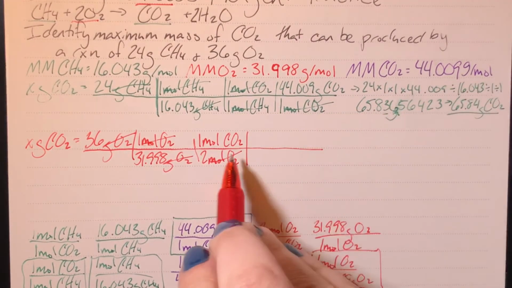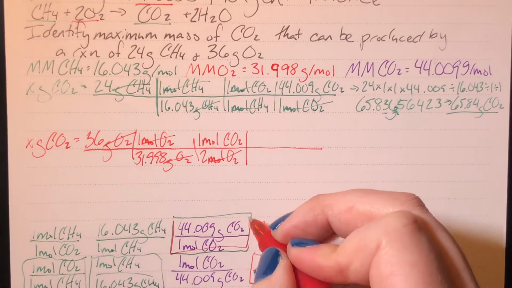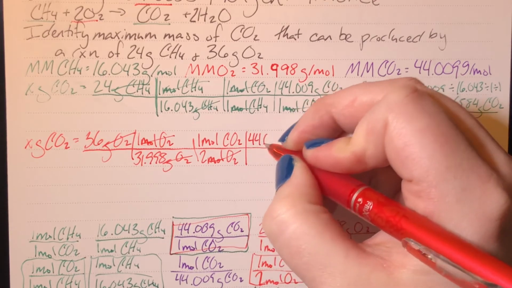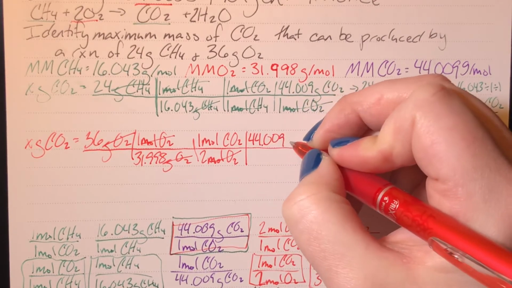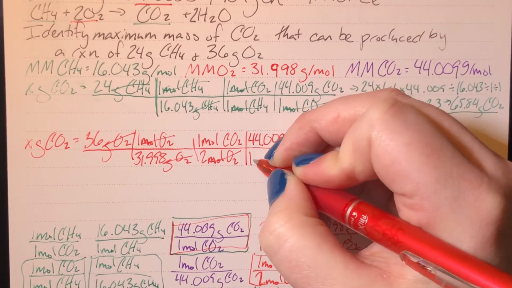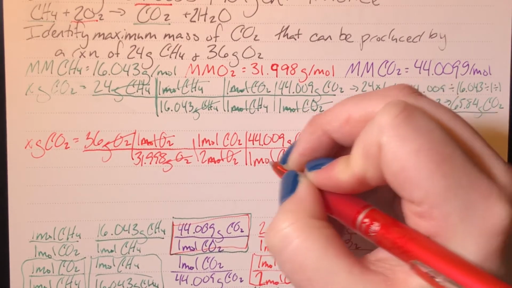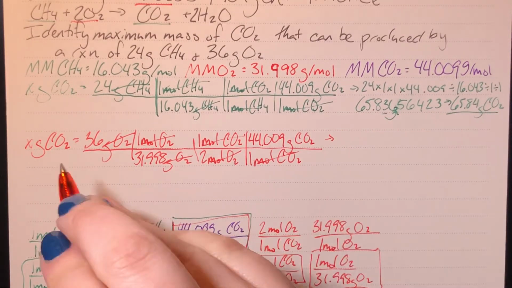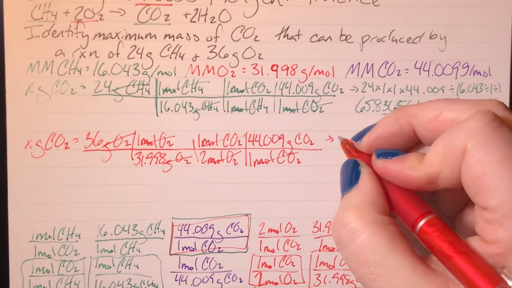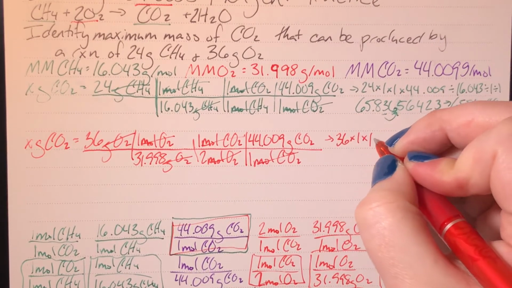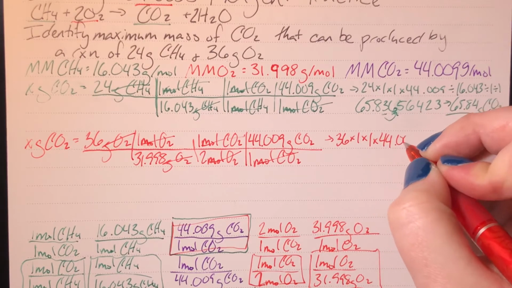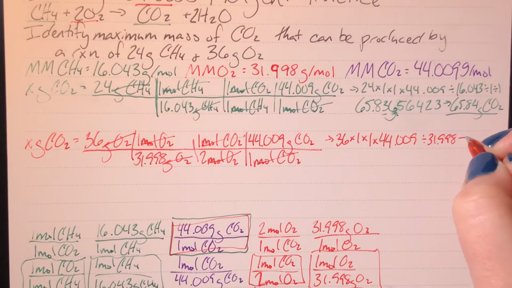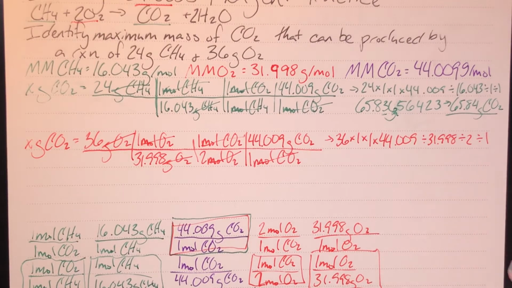And I have moles of CO2, but I want grams of CO2, so I'm going to use the molar mass of carbon dioxide that has the moles on the bottom. Moles of carbon dioxide will cancel, leaving me grams. So that means since I have grams and I wanted grams, I can go ahead and plug this in. So this will look like 36 times 1 times 1 times 44.009 divided by 31.998, 2, and 1.